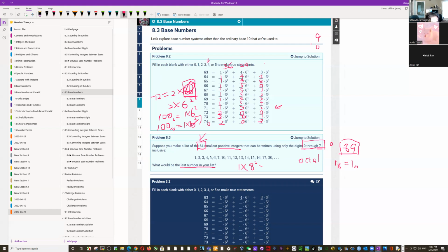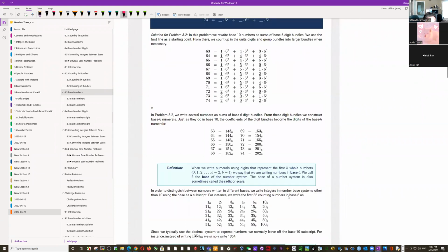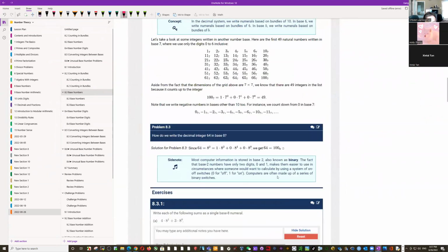So 1 multiply 8 square is actually equal to 100 in base 8, in the octal system. So basically, the last number in your list, even in decimal, is going to be 100, because the rounding rule in decimal still looks exactly like the octal rounding rule. It's just a one-to-one mapping. So this is one kind of interesting problem.